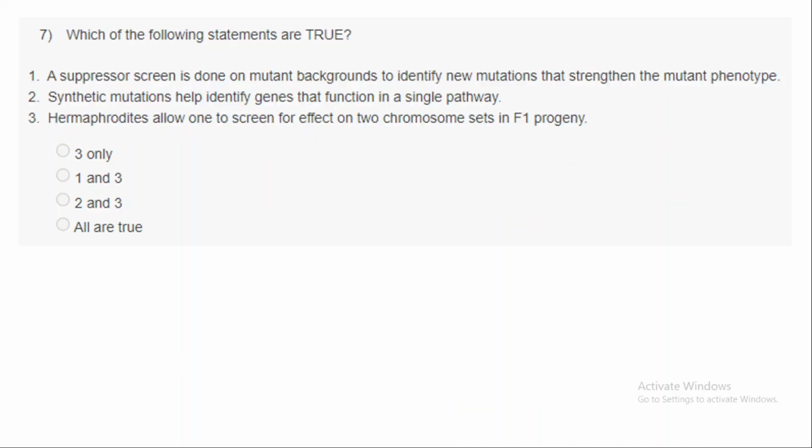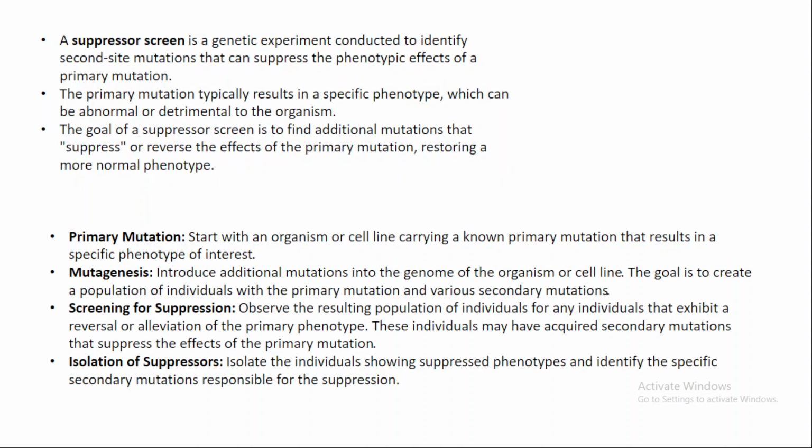Just a minute here. Now let me reveal the correct answer to this question. The correct answer is statements 2 and 3 are true. Synthetic mutations help identify genes that function in a single pathway, and hermaphrodites allow one to screen for effect on two chromosome sets in F1 progeny. Now let us learn a bit about all these three things.